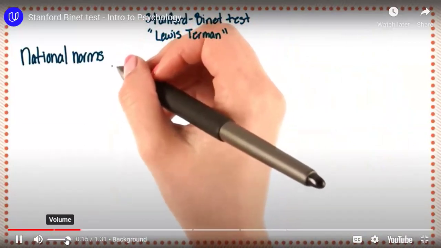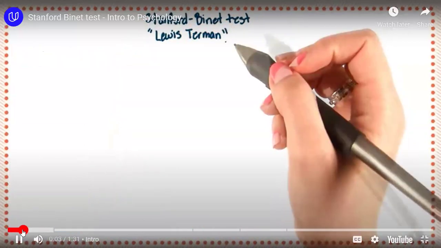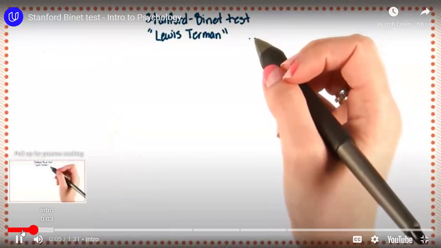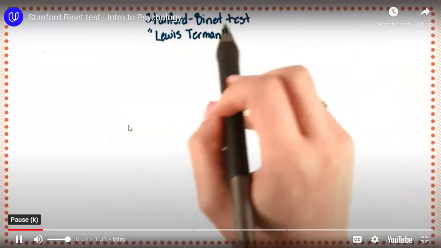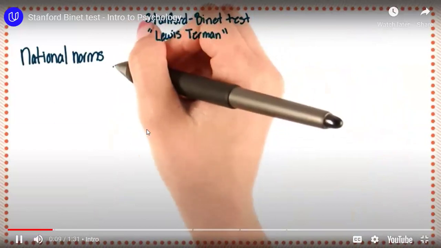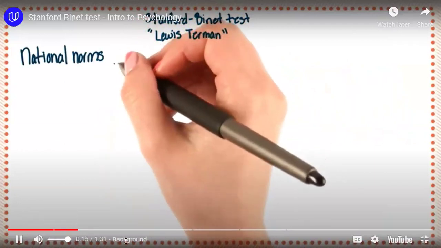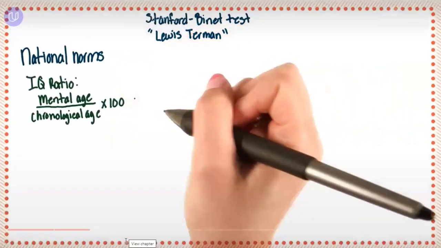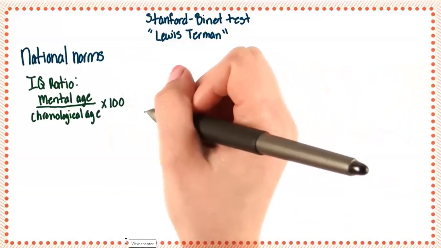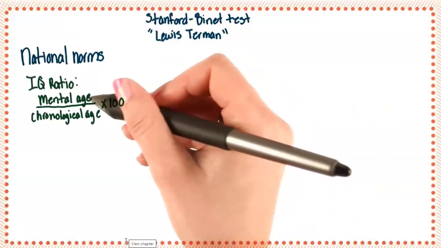Sorry. That was localized for Paris. Can you hear? Lewis Terman created an American version of an IQ test called the Stanford Binet test. The Stanford Binet test was the first to have national norms, not just local ones, like the last one we saw that was localized for Paris. The Stanford Binet test used the same IQ ratio as we talked about before.